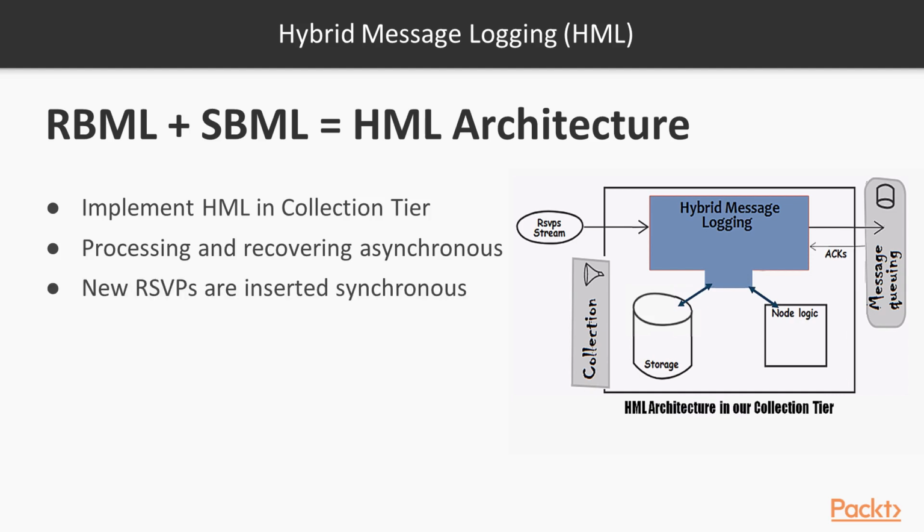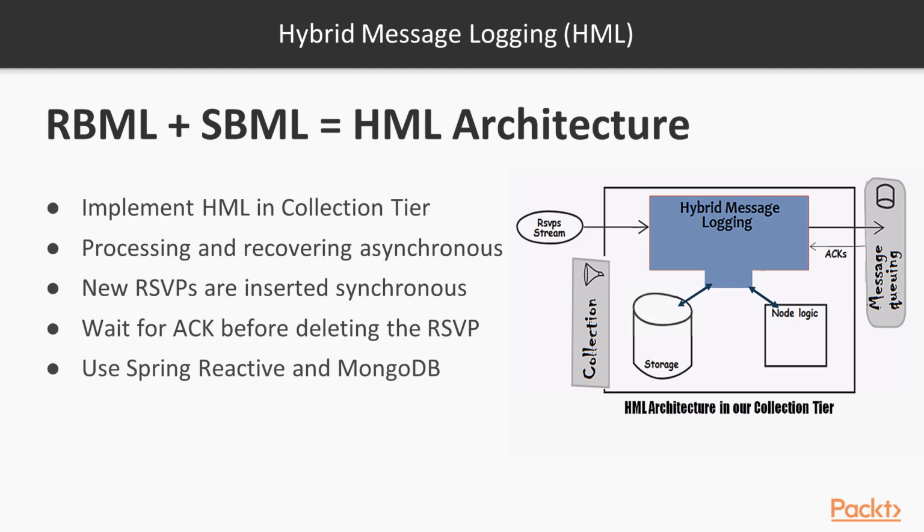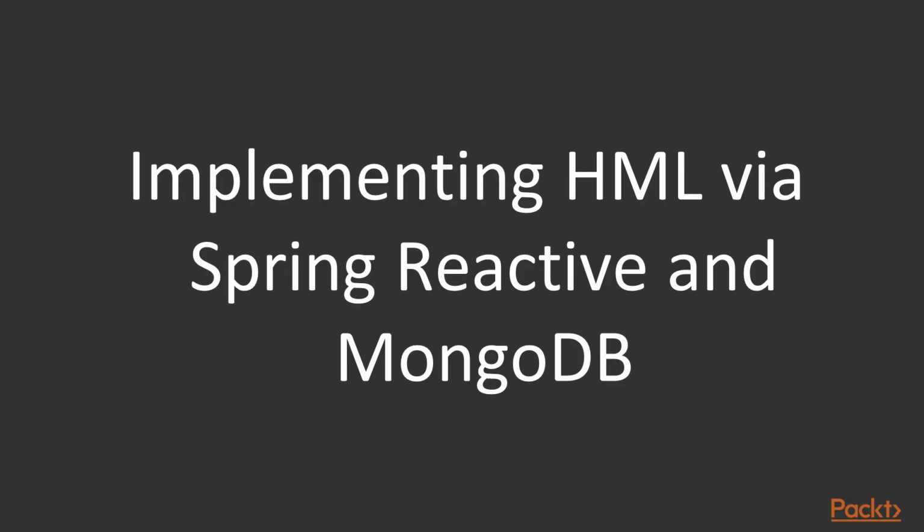New RSVPs are inserted in the storage in a synchronous fashion. This means that we will not proceed with business logic until the RSVP is saved in the database. We wait for Kafka to send an acknowledgement for each RSVP before we delete it from the database. This means that the collection tier becomes a synchronous producer. As technologies, we will rely on Spring Reactive and MongoDB. Okay, so let's see a possible implementation of hybrid message logging via Spring Reactive and MongoDB.